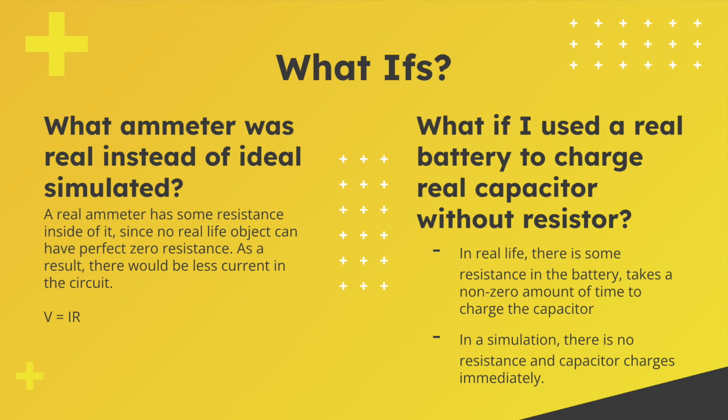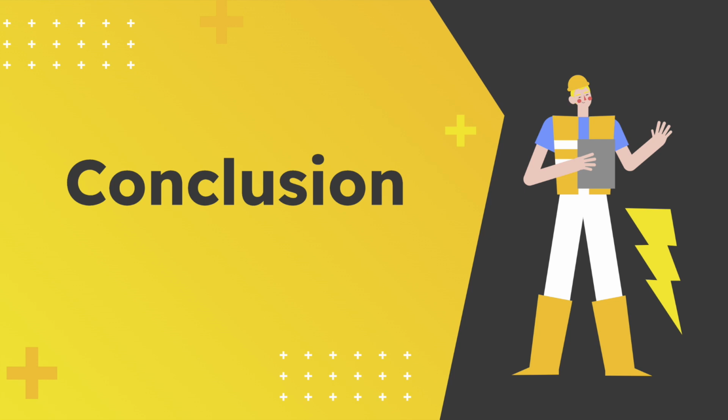If I used a real battery to charge the capacitor without a resistor, in real life there would be some resistance in the battery, so it would take a non-zero amount of time to charge the capacitor. However, in the simulation, there was no resistance in the wire nor in the battery, and so the capacitor charged immediately. In conclusion, I used an online simulator in this lab to model a circuit under different circumstances in order to understand the relationship between current, voltage, resistance, and capacitors, using fundamental physics laws and equations.